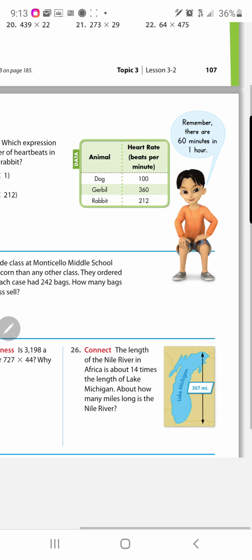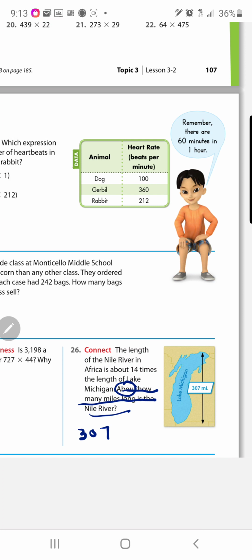Okay, let's go on to number 26. Number 26, we're supposed to come up with an estimation. It says the length of the Nile River in Africa is about 14 times the length of Lake Michigan. So what they're saying here is that if I could draw that length right there 14 times, that would be how long the Nile River would be, right? So it says about how many miles is the Nile River? Well, about tells me to estimate. So it's 307, which is the length of Lake Michigan. And it says that the Nile River is 14 times greater than that.